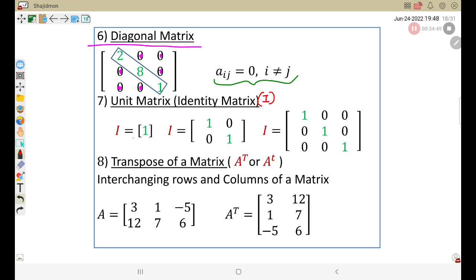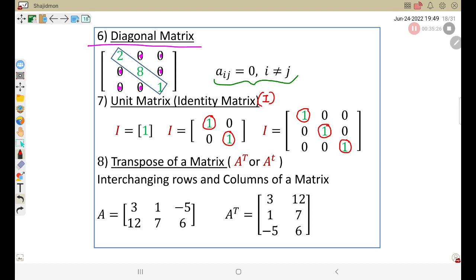See, for example, identity matrix of order 1 is the matrix 1. Identity matrix of order 2 is 1, 0, 0, 1. Identity matrix of order 3 is 1, 0, 0, 0, 1, 0, 0, 0, 1. You can see the diagonal numbers here, the diagonal numbers are 1. Okay, upper side 0, downside also 0. This type of matrix we call a unit matrix or identity matrix. The diagonal numbers should be 1, and the numbers above and below the diagonal should be equal to 0. So this is the unit matrix or identity matrix.